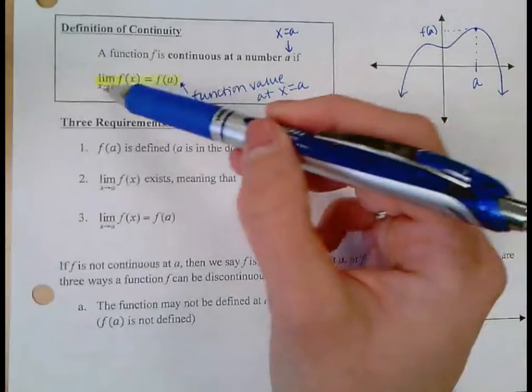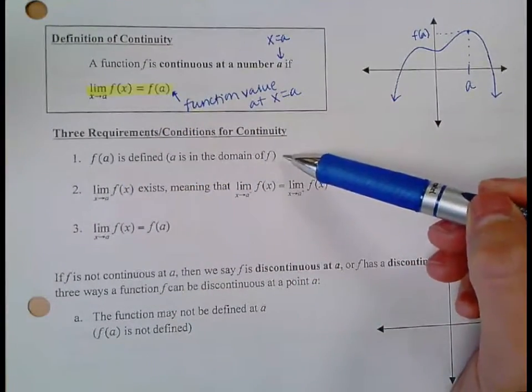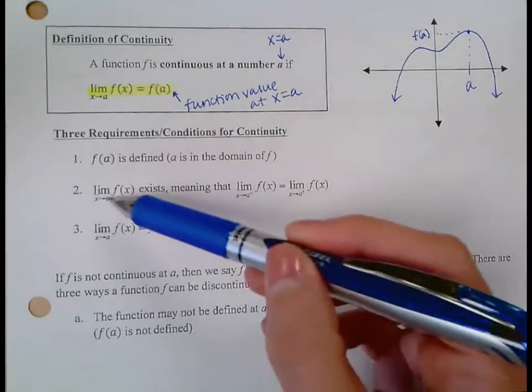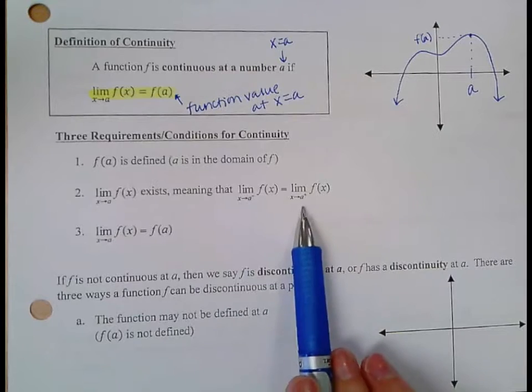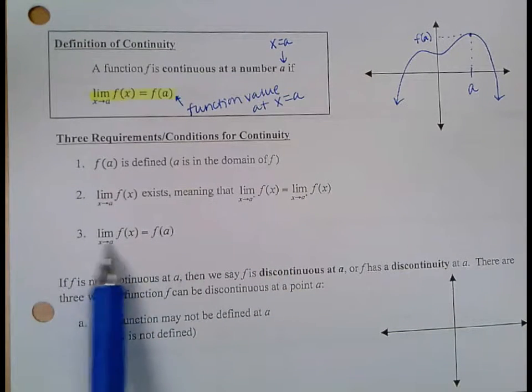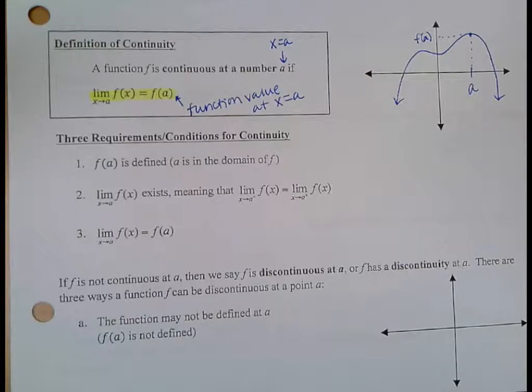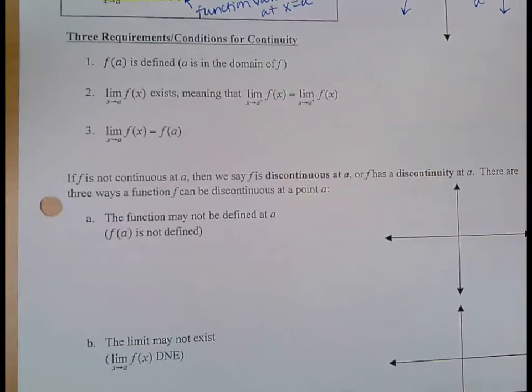First of all, in order for this equation to be true, f of a has to be defined. So a has to be in the domain of f. The limit has to exist, meaning that the limit from the left and the limit from the right are both equal to each other. And then the limit and the function value actually have to be equal. So that's a more formal list of requirements for continuity than you saw in that Desmos activity, now that we know more about limits.